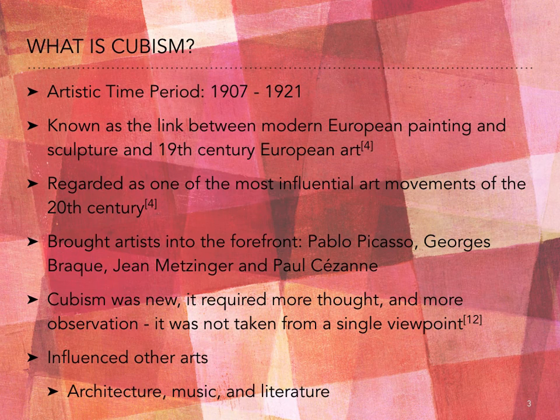So, the real question, what is Cubism? Cubism's time frame is from 1907 to about 1921. After this, Cubism started evolving outside the artistic realm of this period. According to Christopher Green of the Museum of Modern Art in New York City, who wrote Cubism Introduction, he thinks of Cubism as the link between modern Euro painting and sculpture and the 19th century European art. He considered it to be one of the most influential art movements of the 20th century.